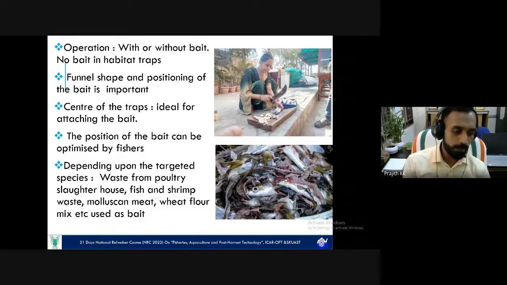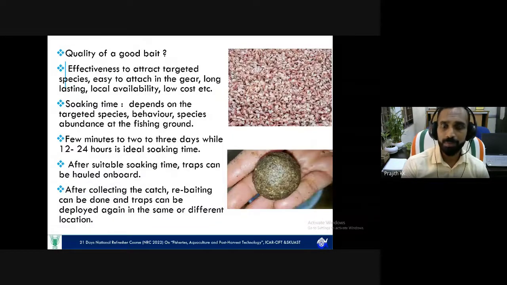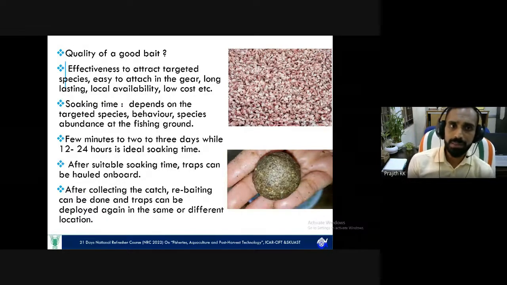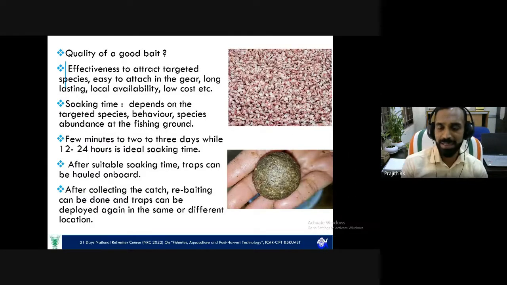There is no definite location where you have to place the bait. Depending upon the targeted species, we can use different types of bait, like waste from poultry slaughterhouses, fish and shrimp waste, molluscan meat, wheat flour mix, etc. The quality of a bait is that it should withstand the aquatic environment for a long time. Then availability, and the cost should be low. These are some of the aspects we consider while selecting the bait.